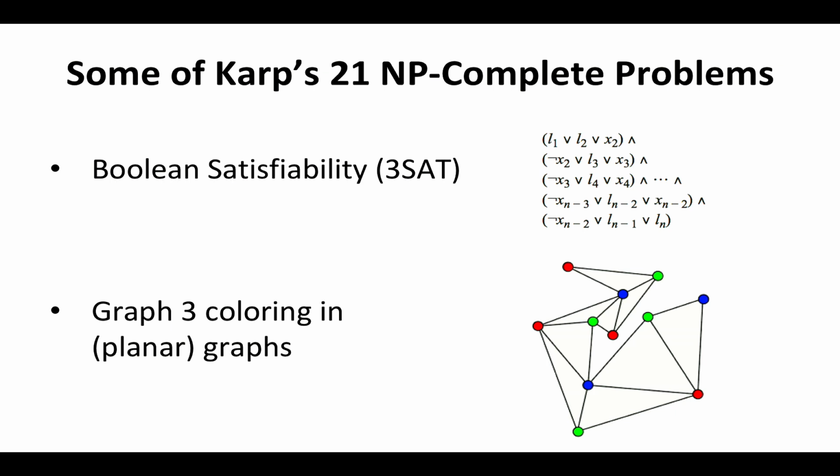So these problems are all in NP. You can efficiently verify whether you have a solution. If I give you a coloring, you can check that any two nodes connected with an edge have different colors, and you can check that it uses at most 3 colors. And it turns out they're also NP complete, so they're as hard as any other problem in NP.